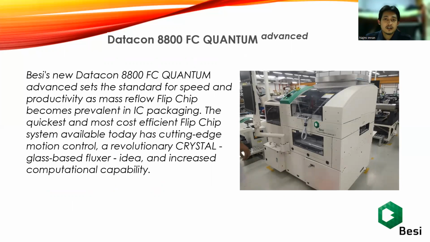The Datacon 8800 FC Quantum Advanced is the machine that I assembled, doing all the wiring, the grounding and then the MSB, because this machine uses 3-phase power. The new Besi Datacon 8800 FC Quantum Advanced sets the standard for speed and productivity as mass reflow flip chip becomes prevalent in IC packaging. It is the quickest and most cost-efficient flip chip system available today, with cutting-edge motion control, a revolutionary crystal glass-based fluxer, and increased computational capability.